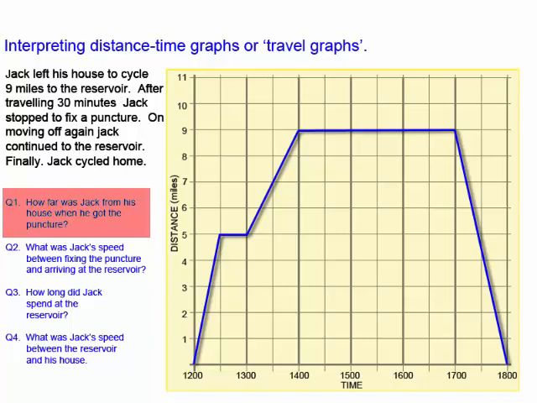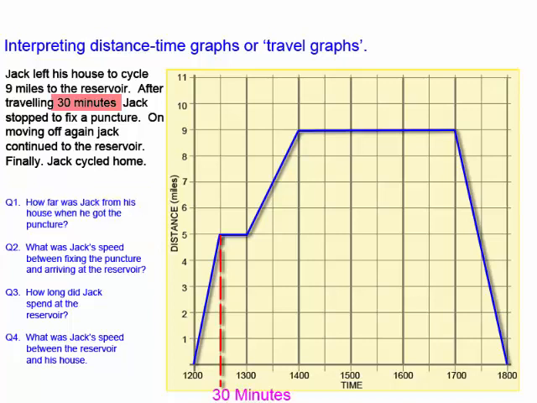In the first question, we've been asked how far was Jack from his house when he got the puncture. Well, in the word problem we're told he travelled for 30 minutes before stopping, and the point where he stops along the y-axis is 5 miles. So 30 minutes after he had started his journey, Jack stopped 5 miles from his house.